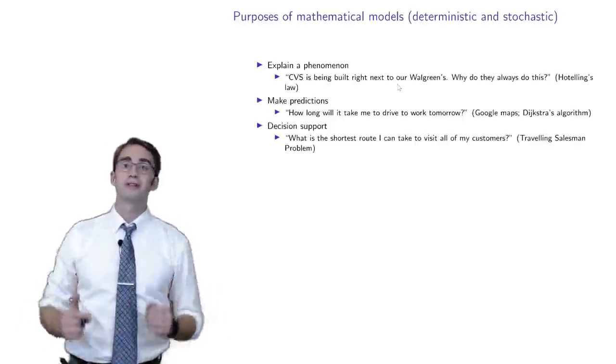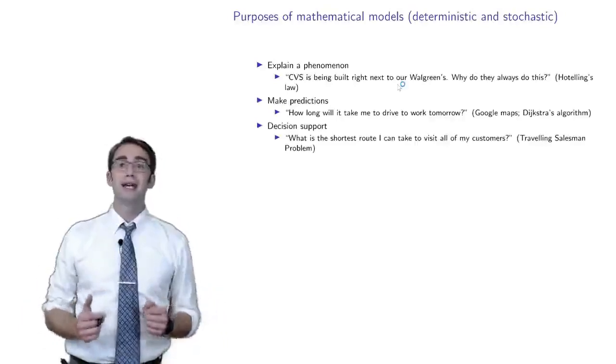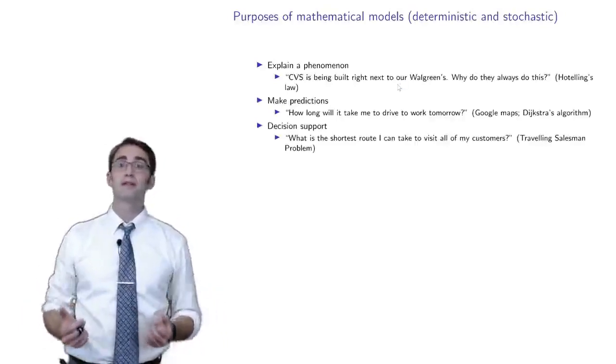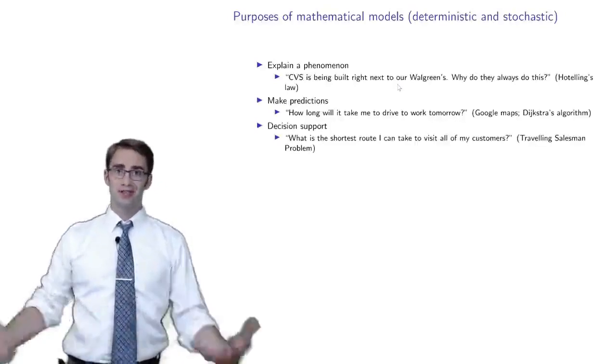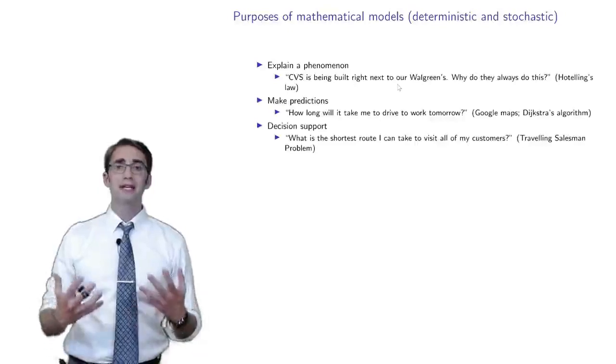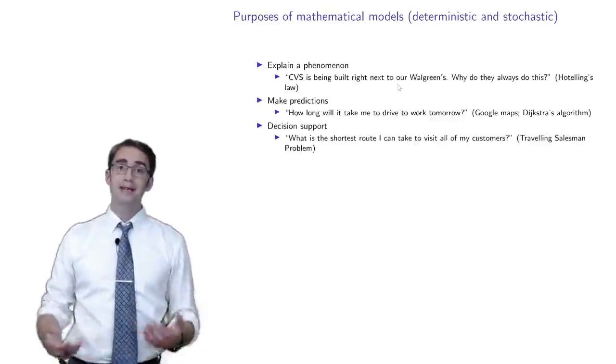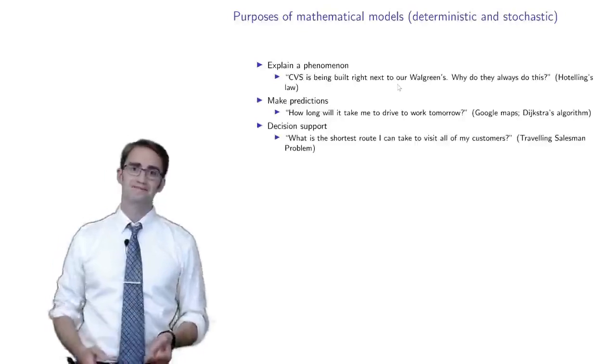If you're Starbucks and you're releasing a new kind of latte and you want to know whether you should sell it for $4.50 or $4.75, that would be a decision support question. You're asking, how do I decide what the best decision is that I need to make? And typically you're using a lot of math to do that.